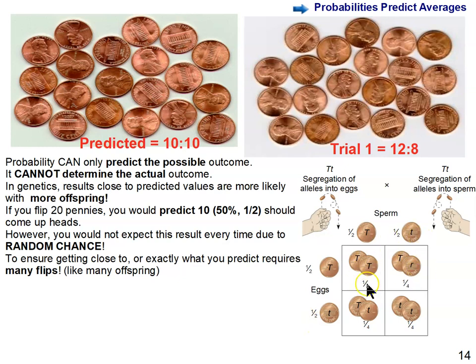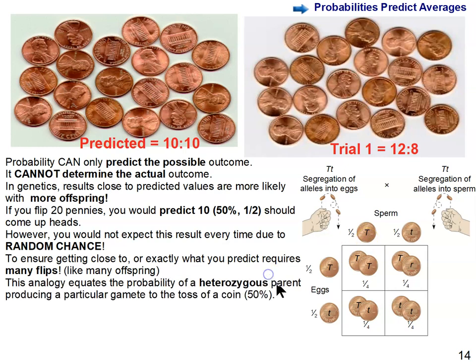So in this coin Punnett square analogy, a coin represents a heterozygous parent, because a heterozygous parent has two different alleles, one dominant, one recessive, just like a coin has a heads and a tails. And there's a 50-50 chance that when you flip a coin, it's going to come up either heads or tails, just like there's a 50-50 chance that a parent is going to produce a gamete that has either a dominant allele or a recessive allele. So the analogy is a good one. Anytime you flip a coin, there's half a chance that it's going to come up heads.